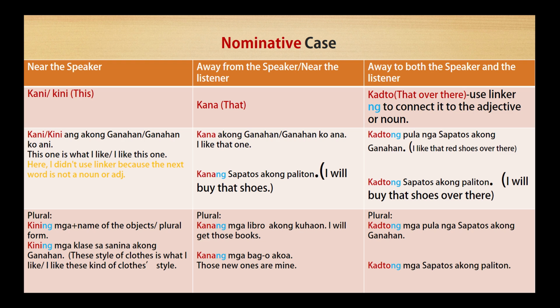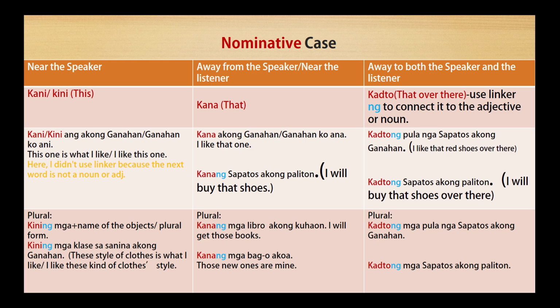Sunod, away from the speaker, near the listener, kana, that. Kana akong ganahan. Kana, ganahan ko ana. So the other way around. Ganahan ko ana. I like that, or I like that one. Kana akong ganahan. So you're pointing the object, okay? Kanang sapatos akong paliton. So I will buy that shoes. So remember, you're pointing the object.